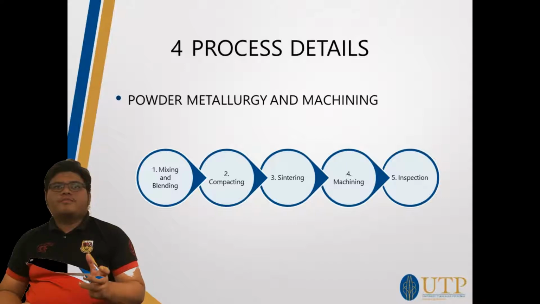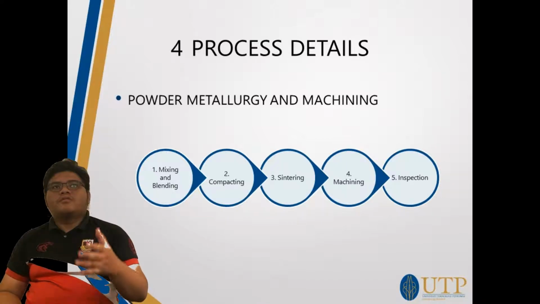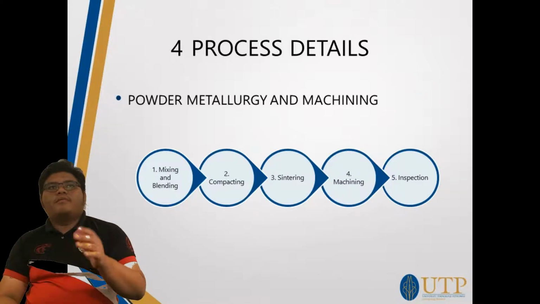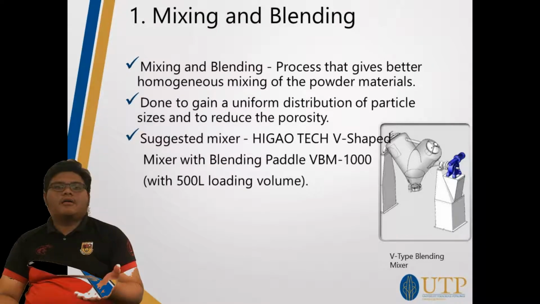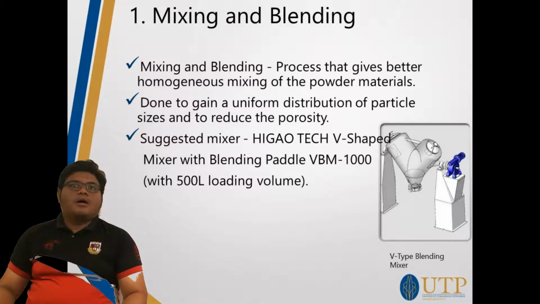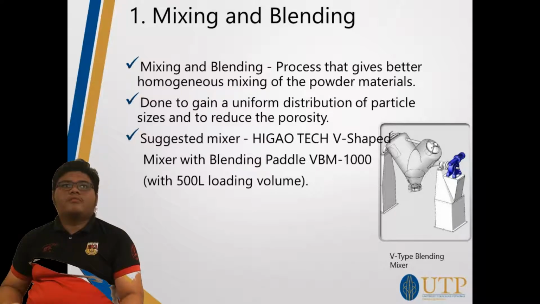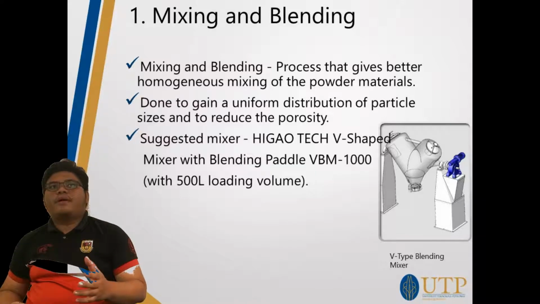We decided to use powder metallurgy and machining for our process. For powder metallurgy, we first mix and blend all the elements together using a V-type blending mixer with blending paddle, and at the same time this process will give better homogeneous mixing of the powder materials. This process is done to gain a uniform distribution of particle sizes and to reduce porosity.